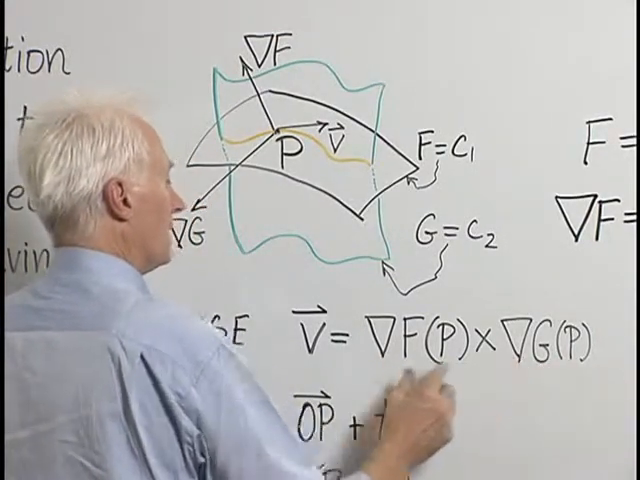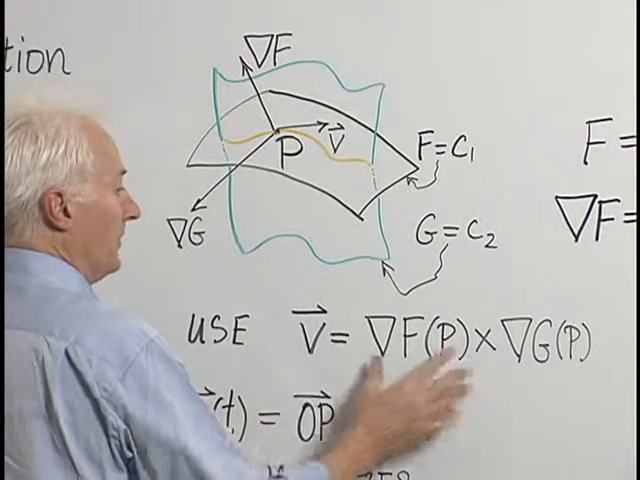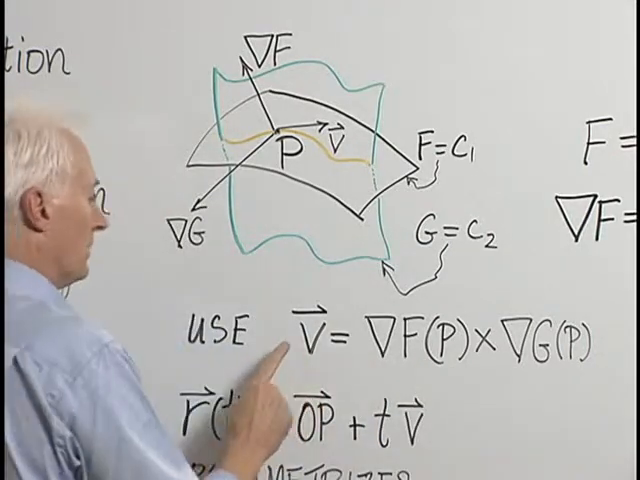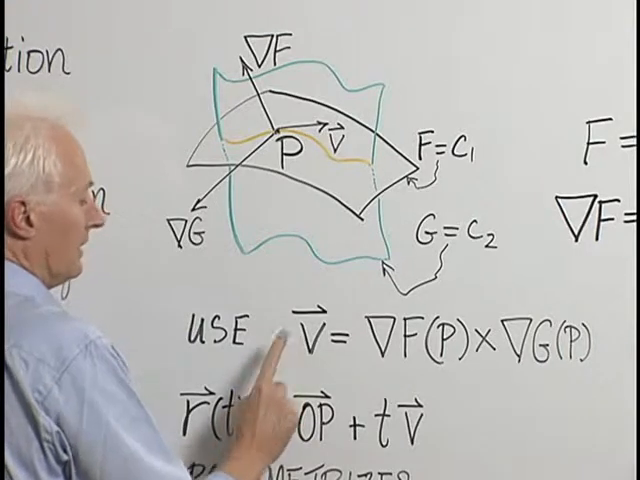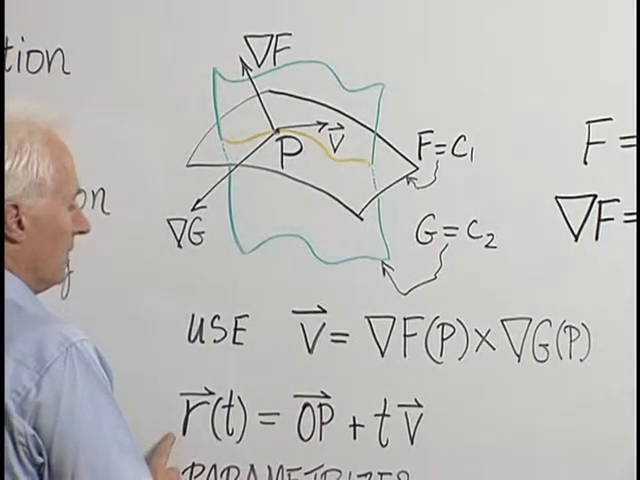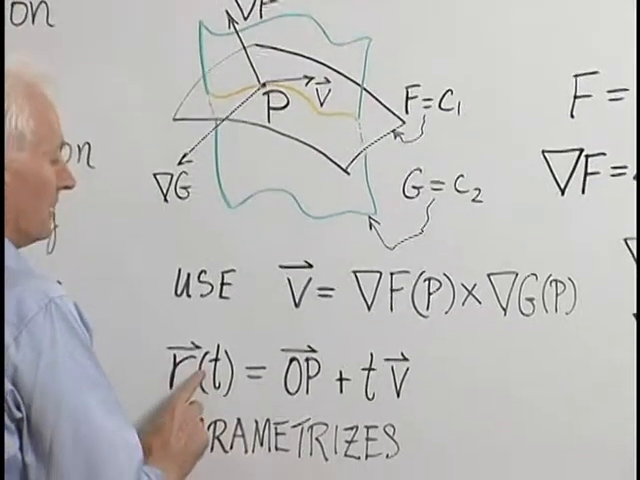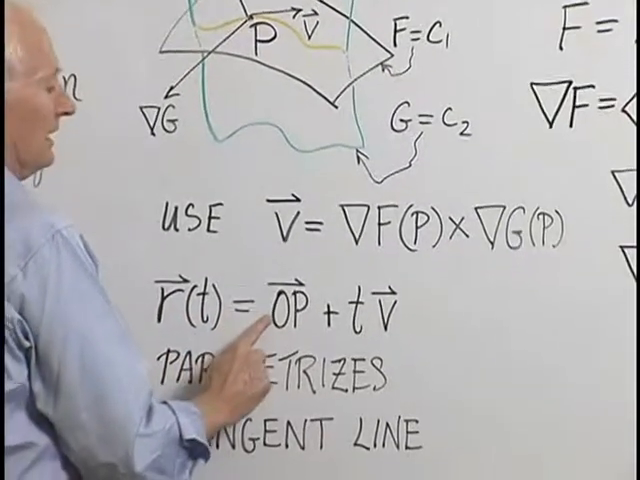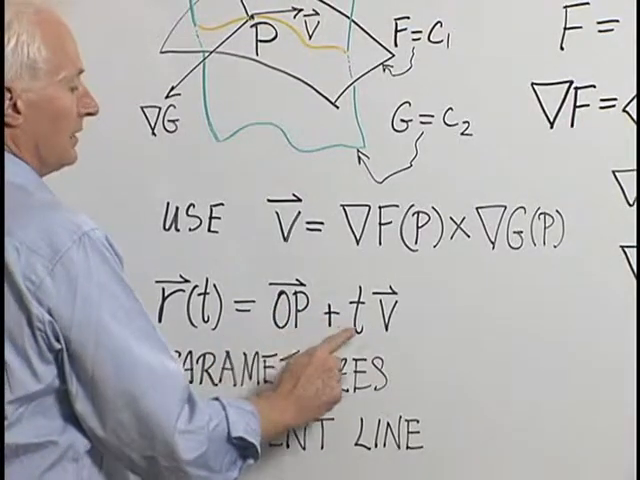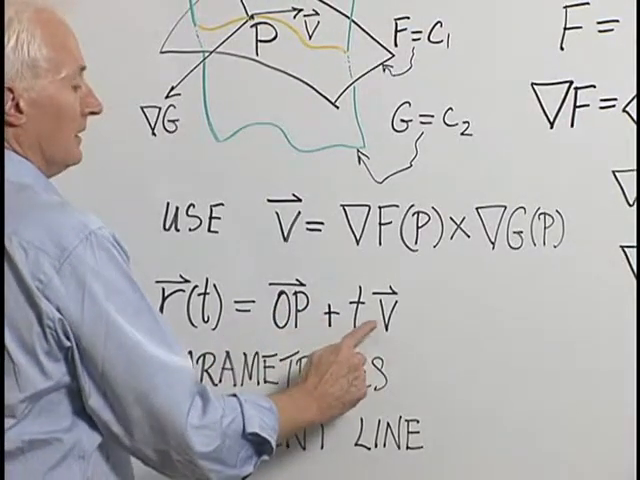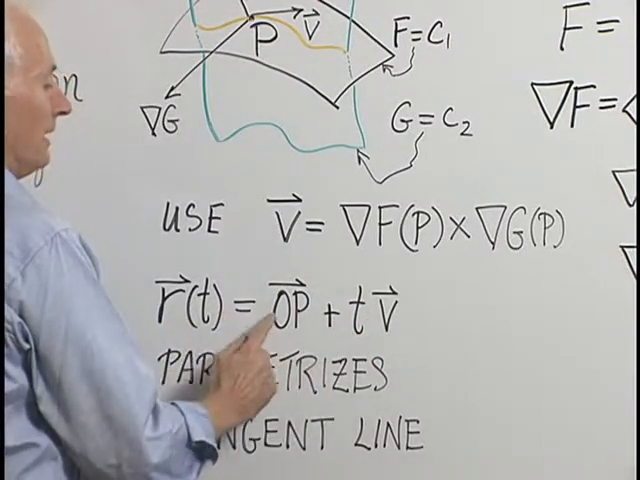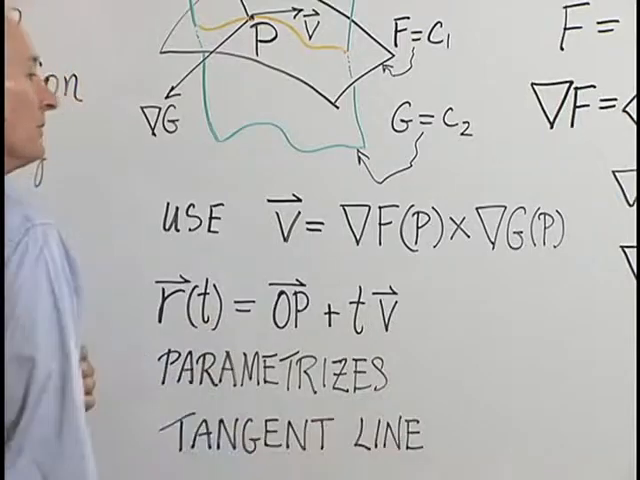We simply form their cross product and use that as the vector v, which we'll use to parameterize the tangent line. Consequently, the parameterization of the tangent line is simply r of t, as a position vector, is the vector OP, where O is our origin, plus any scalar t times the vector v. In other words, using t as the parameter, we have a very simple parameterization.